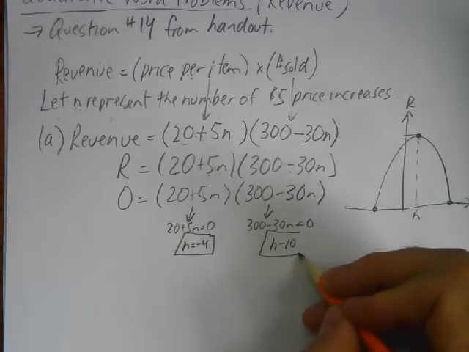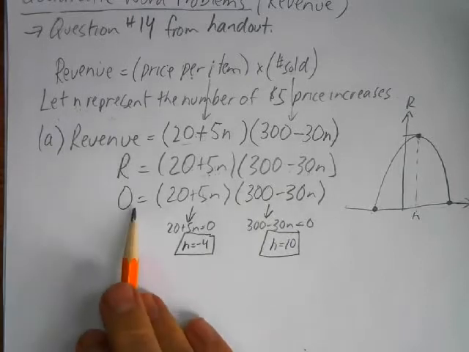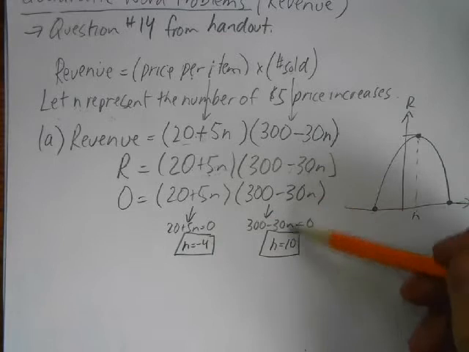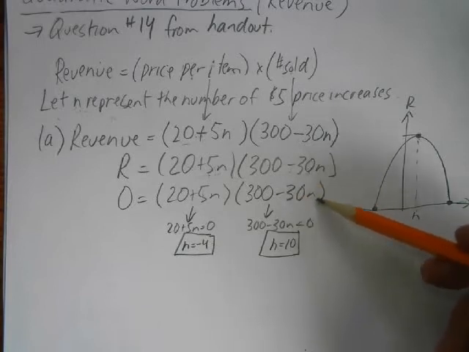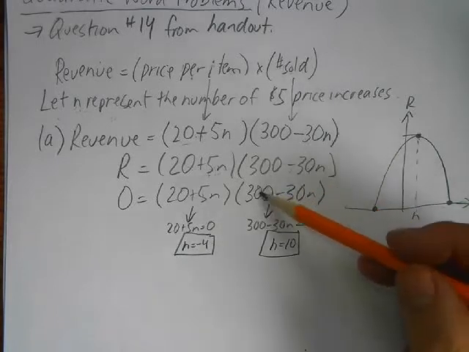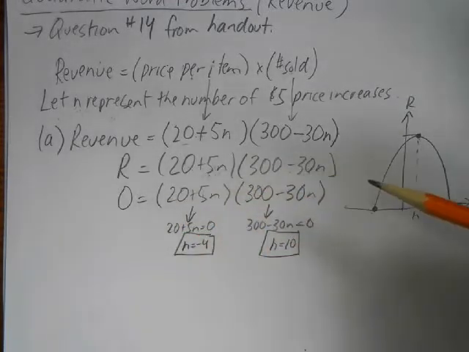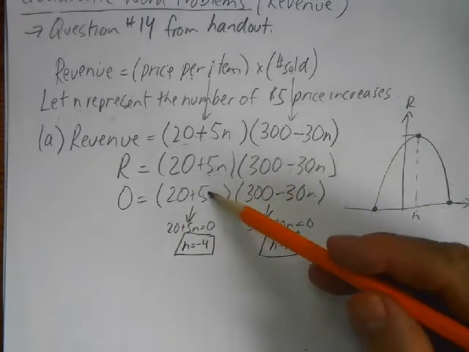So I've actually got my 2 values of n that give me no revenue, no money coming in. And that makes sense because if you look at this, if we increase the price 10 times, that's going to cause this to be -300, which basically turns the number sold into 0. So if I don't sell anything, it doesn't matter what the price is. I'm making no money.